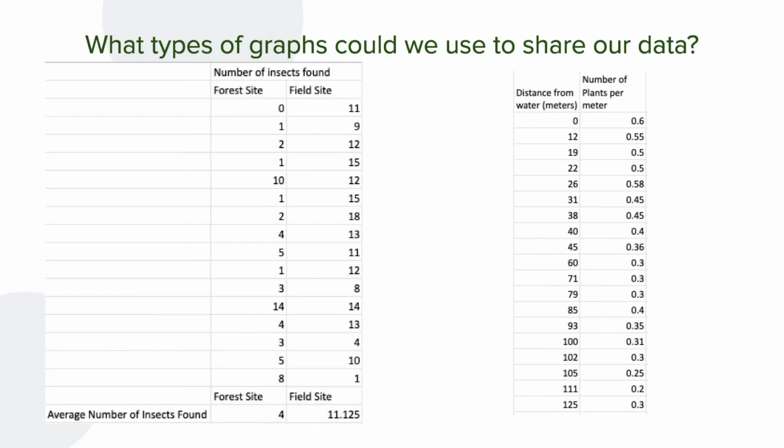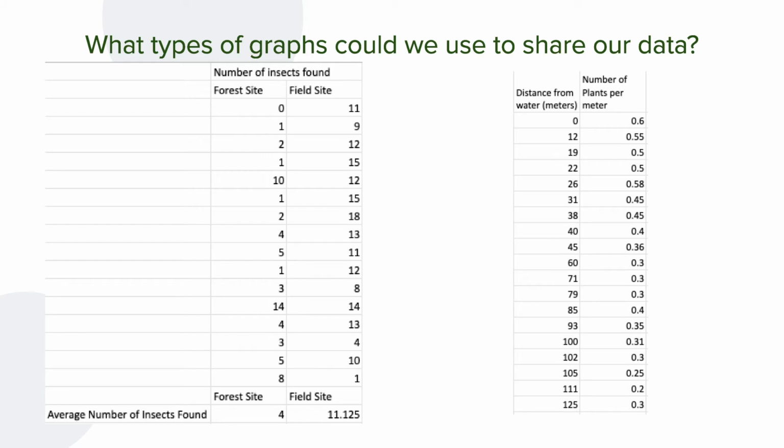We're going to talk a little bit about the types of graphs that you might use to show the data from your research project. Here are 2 data tables from different research projects that we can use to explore the different ways to graph data. On the left, we can see an experiment where students compared the number of insects in a forest area and a field area. At the very bottom, you can see they took an average of the number of insects in a forested area and the number of insects in a field area.